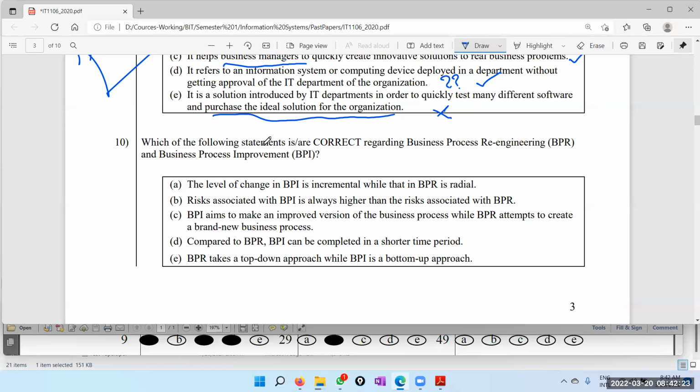Right. So which of the following statements is correct regarding business process re-engineering and business process improvement? We specifically mentioned these two. You can refer to our note or you can refer to the UCSC note as well. Business process improvement means continuous improvement we do day to day.